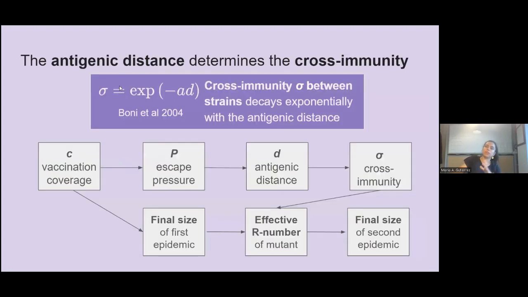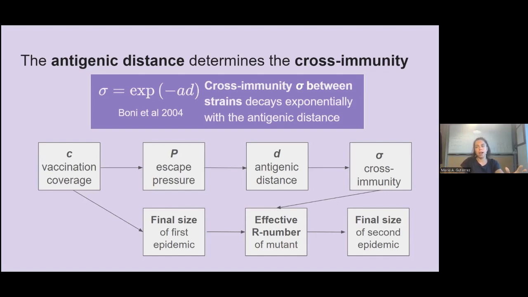And then the cross immunity decays exponentially with the antigenic distance. For the exponential shape, the details are not important here. Why would it be exponential decay? But the key idea is that the farther away they are in antigenic space, the less cross immunity there is between the two strains. And that makes sense. If there's a lot of escape pressure, the antigenic distance is really large, then there's basically no cross immunity left, and the new strain can infect everyone.